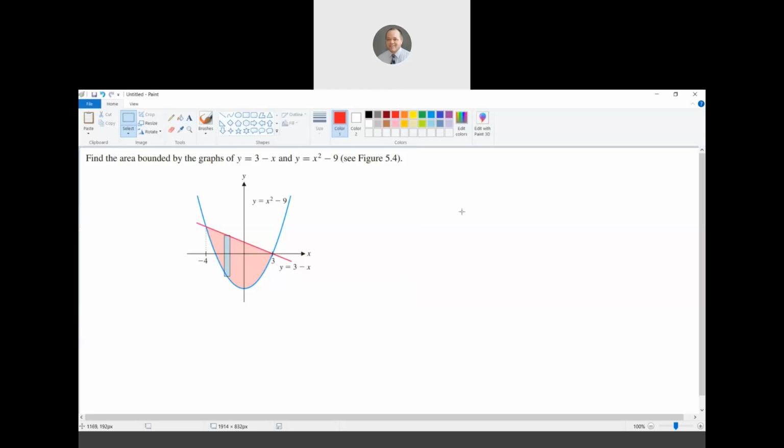Now, clearly the top curve is the line. Let me write down our formula. I'm so sorry, forgot about that. Our limits of integration, the curves go from -4 to +3. And our top curve is the line 3 minus x, and the bottom curve is x squared minus 9.